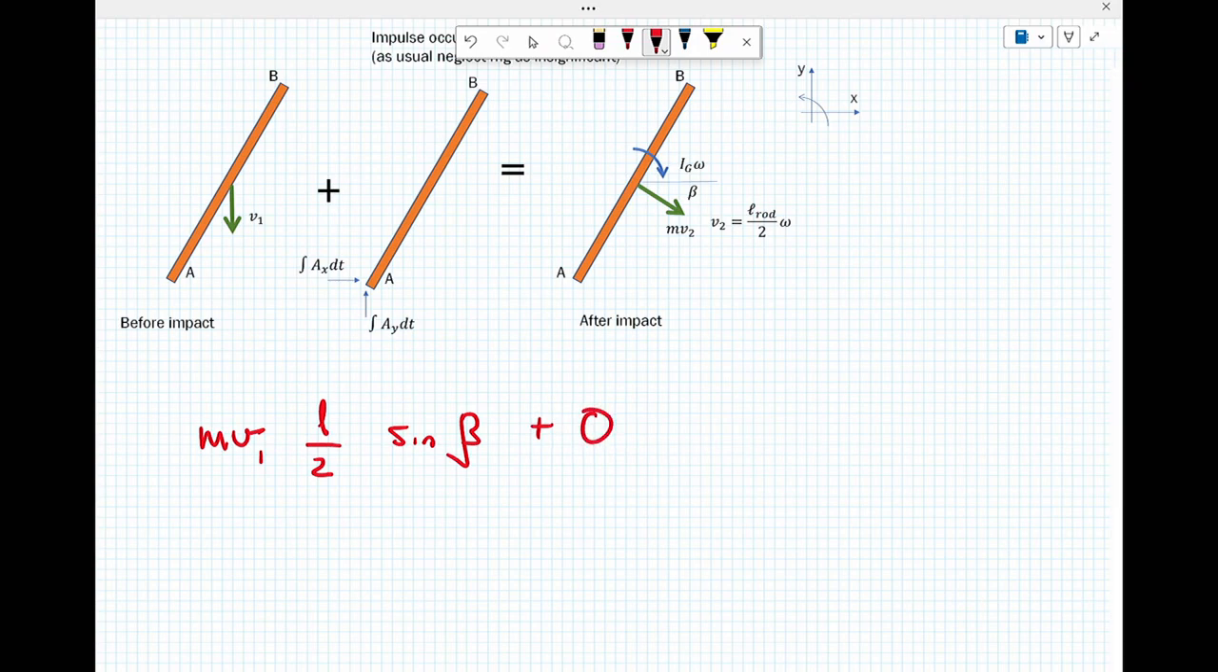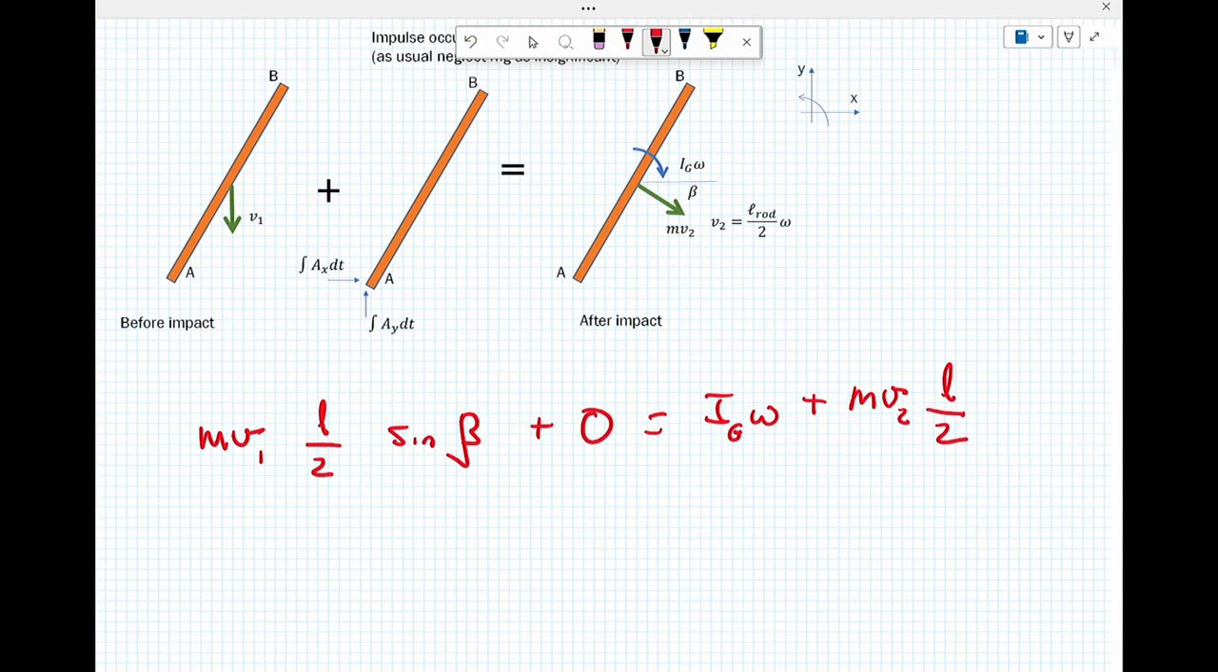Now, in terms of external forces acting on the system, there are none. External moments, there are none. I can leave it at zero because I'm going to assume that it occurs over very short times. And so what I really need to know is what's the angular velocity after impact.